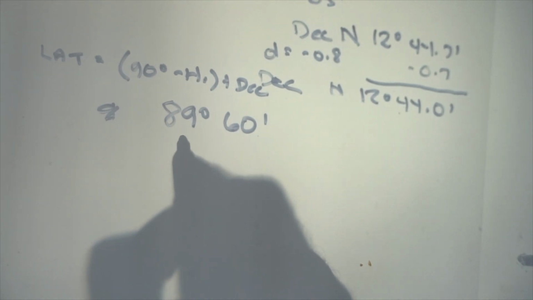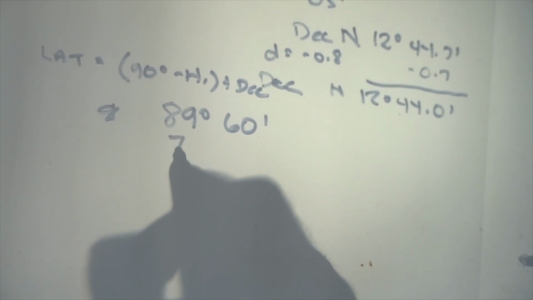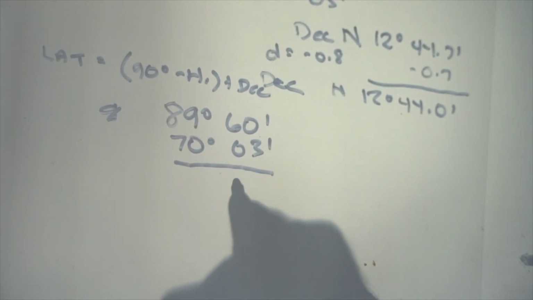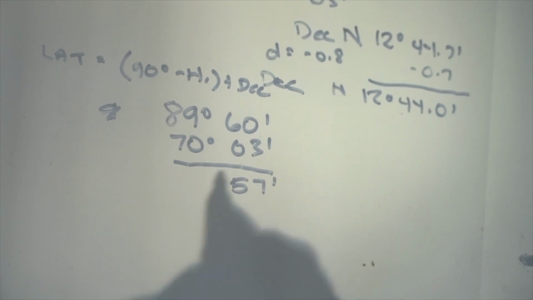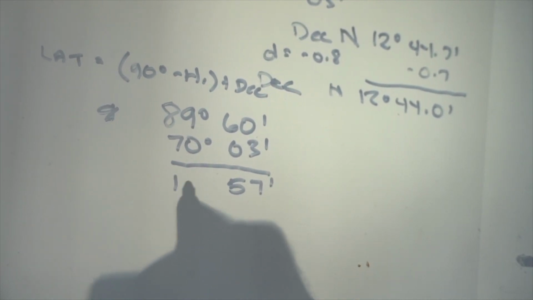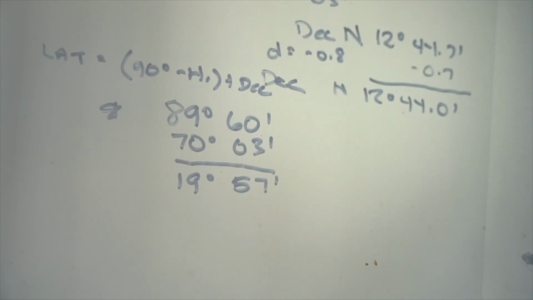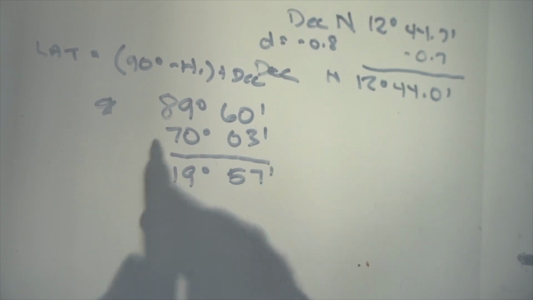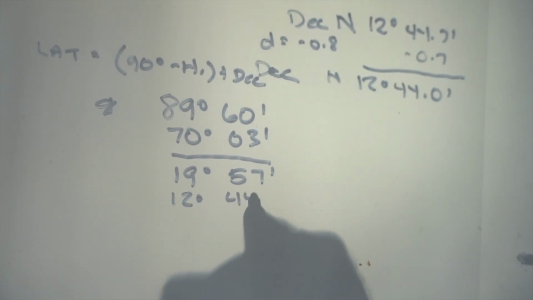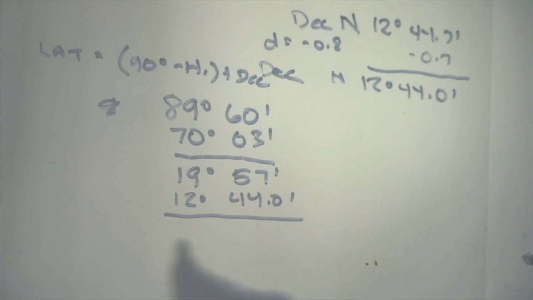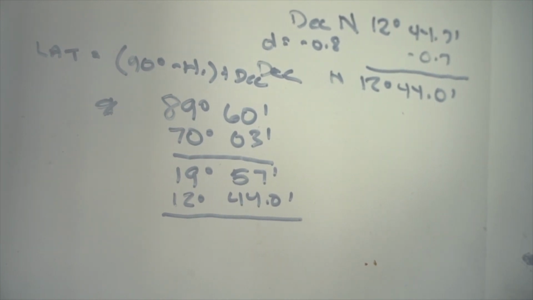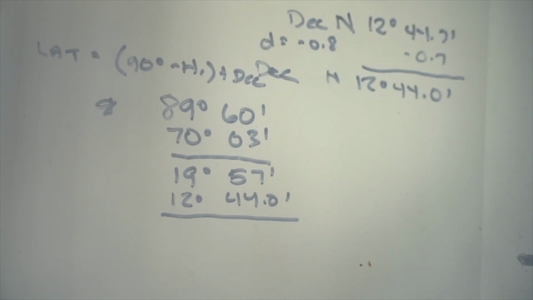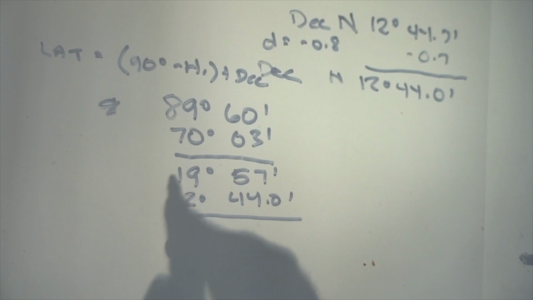We subtract that from our HO, 70 degrees, 03 minutes, and we end up with 19 degrees, 57 minutes. Did I get that right? Yes. Okay, plus the declination, which is 12 degrees, 44.0 minutes. And so when we add those, that ends up being 31 degrees, 101 minutes, I believe.